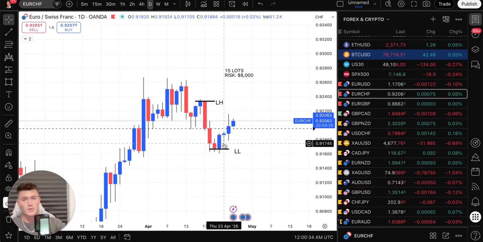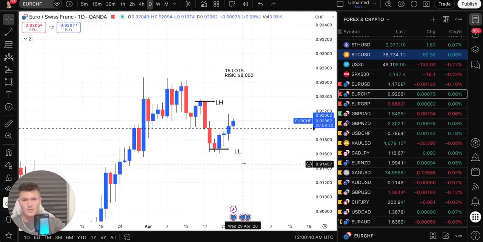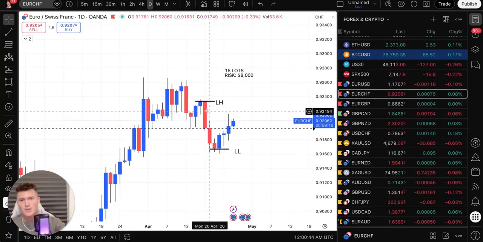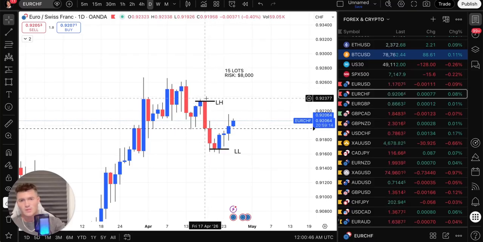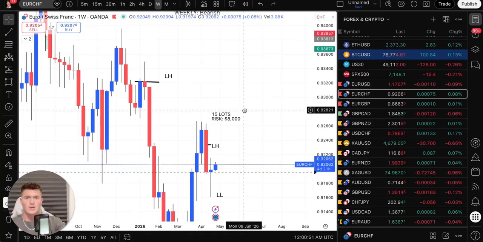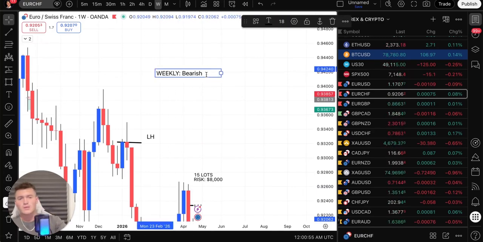Okay, so since we have not shifted below this lower low or above this lower high, making the market bullish, or creating new lower highs and new lower lows, we are simply in the middle of this lower high and this lower low. Okay, so let's go back and put daily is bearish.